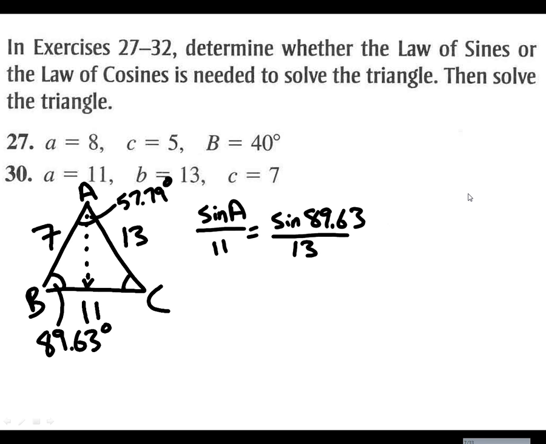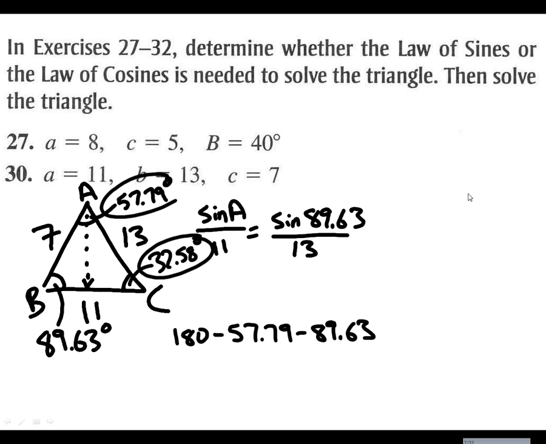And then to finish it up for angle C, what do we need to do? We need to subtract from 180. So 180 minus 57.79 minus 89.63. And let's see what we get. 180 minus that minus that. And I get 32.58 degrees.